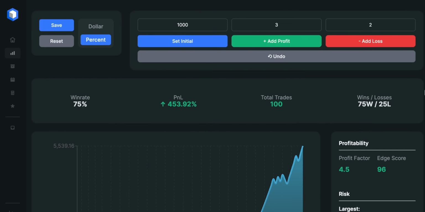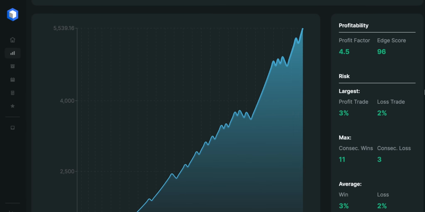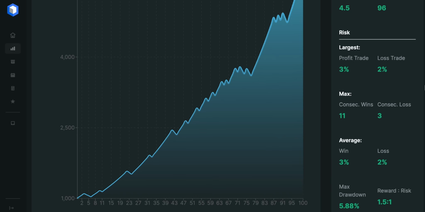Okay, the backtesting is finished, and as I said, the results are extremely promising. The win rate for the strategy is 75%, and we increased our account size by 453.92%. I found those 100 setups within 4 months. If we scroll down, we can see that the equity curve looks extremely consistent. The profit factor for the strategy is 4.5, and we had 11 consecutive wins against 3 consecutive losses. And the maximum drawdown we had was 5.88%.